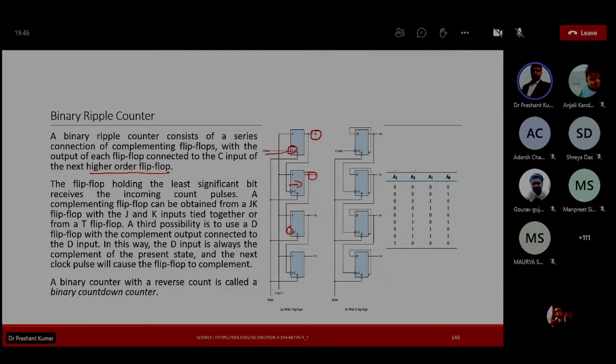So the flip-flop holding the least significant bit receives the incoming input counting pulse, and a complementing flip-flop can be obtained from a JK flip-flop with J and K inputs tied together, or from a D or T flip-flop. A third possibility is to use a D flip-flop to complement the output connected to this particular input. In this way, the D input is always the complement of the present state.